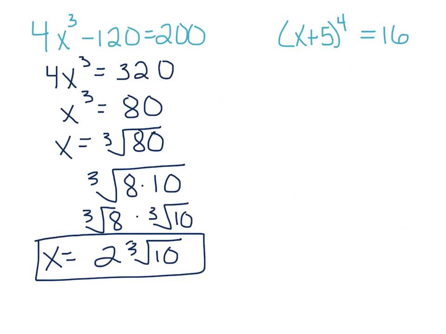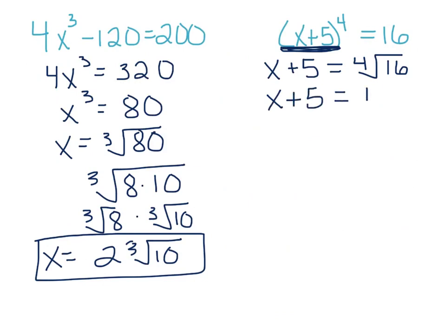Alright, and then this last one, x plus 5 to the 4th equals 16. Now, some of you are going to be tempted to FOIL this out 4 times, because that's what we did in one of the last chapters. But don't do that. We're solving for x, so we're trying to make this smaller, not bigger. We want to take the 4th root of both sides. So we want to say x plus 5 equals the 4th root of 16. And since you've memorized that, you know that the 4th root of 16 is 2 and negative 2.